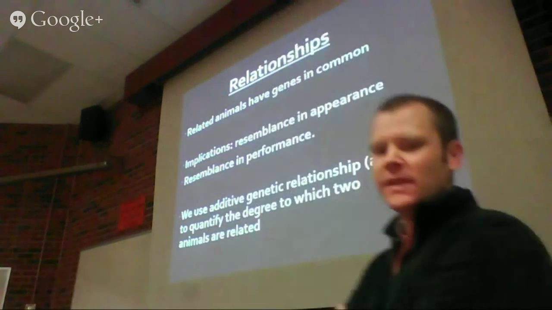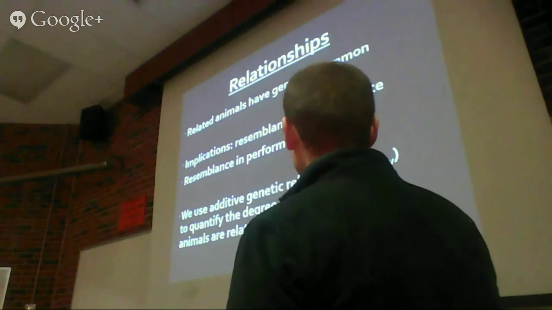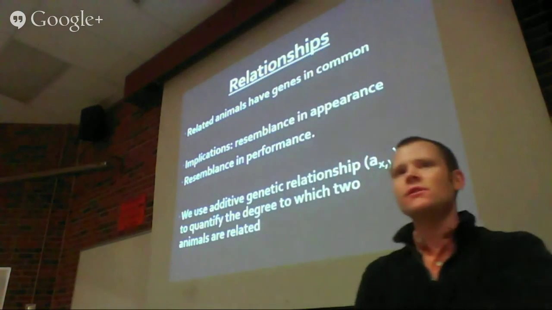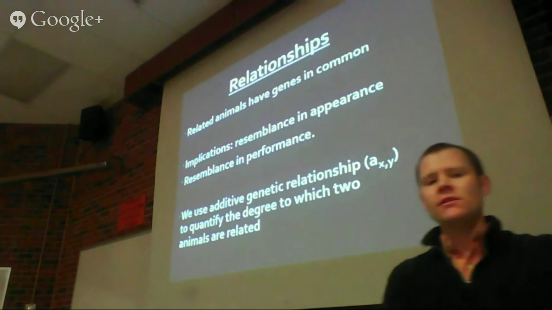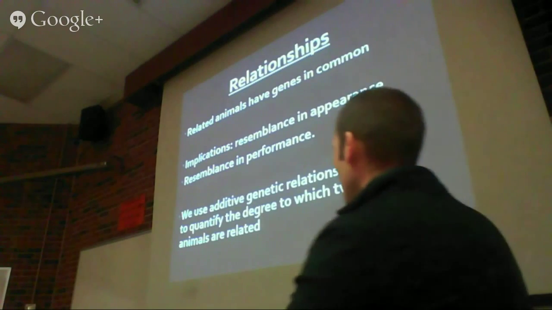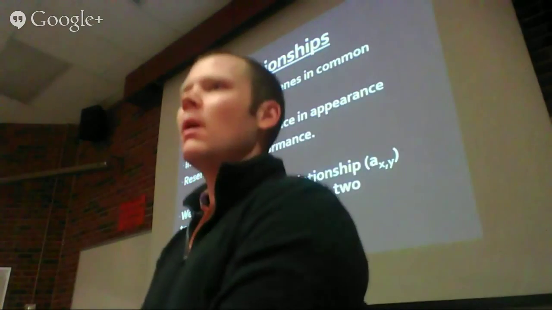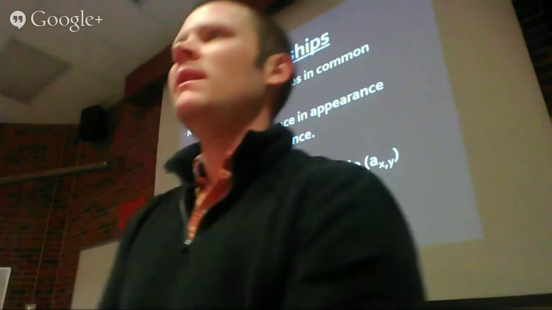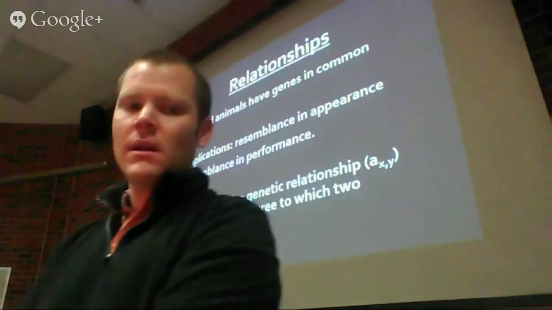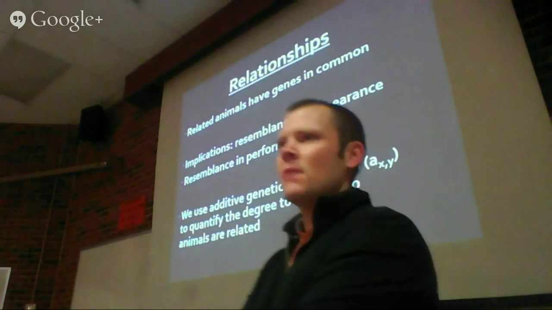So we're going to use the term A sub XY to describe the additive genetic relationship. That's what we're going to call these relationships, additive genetic relationships, to quantify the degree to which two individuals are related. A few lectures back, in the central dogma of quantitative genetics slides, we said additive genetic relationship was one of the terms in our model.